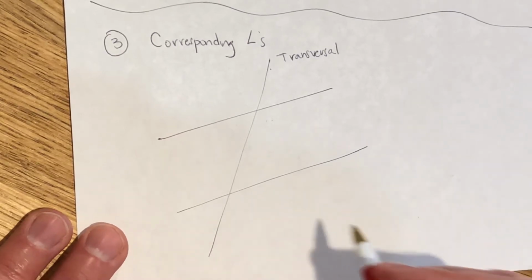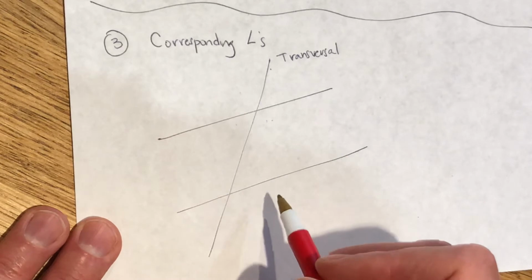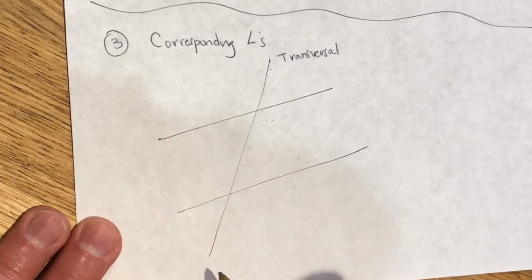Now corresponding angles, that would be two angles that are attached to the same transversal and they're in the same matching spot.